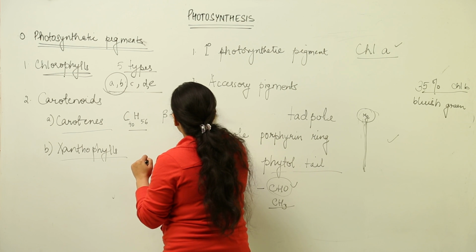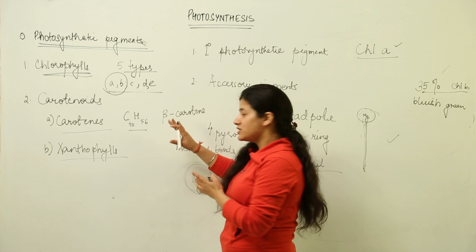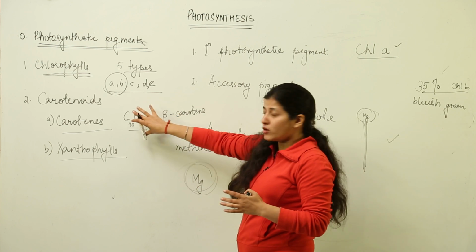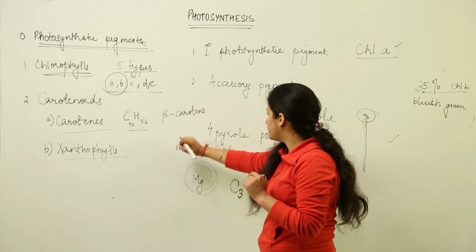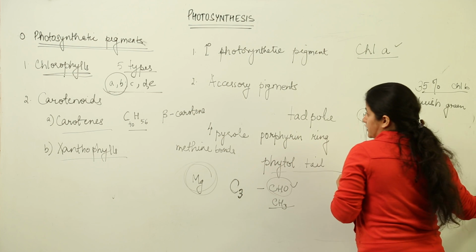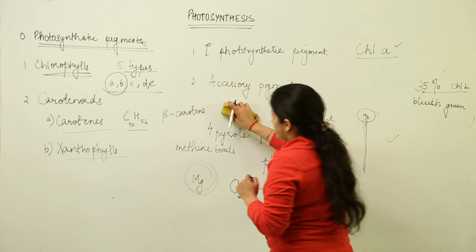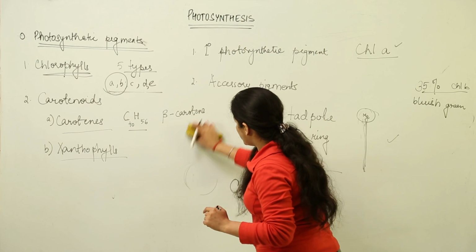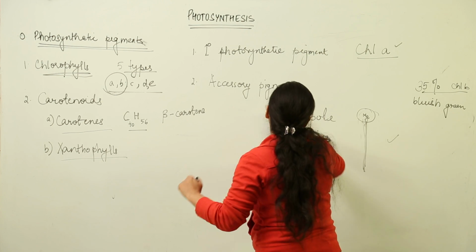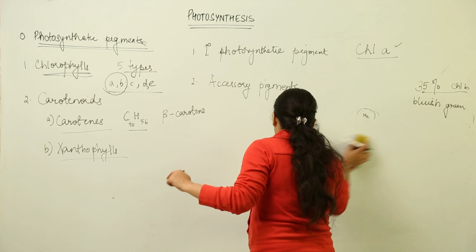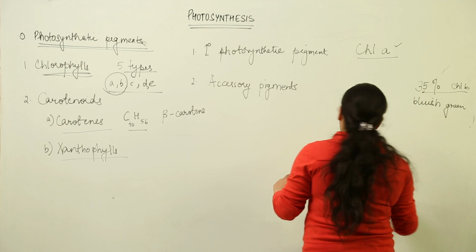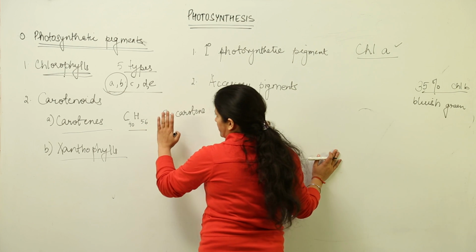Now, why am I talking about this beta carotene, why is it so important? When 2 molecules of water come and join with this beta carotene, it becomes vitamin A, which is responsible for good eyesight. We often say that carrot is good for eyes. Why? Because it contains beta carotene. Now that beta carotene is a photosynthetic pigment that has this particular structure.